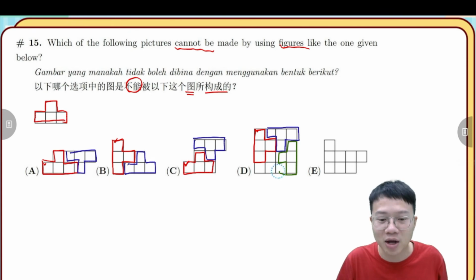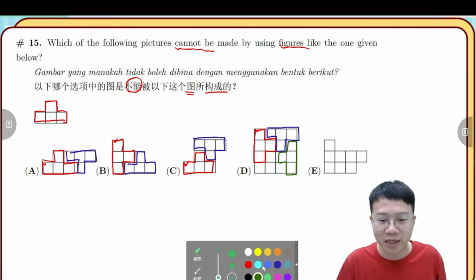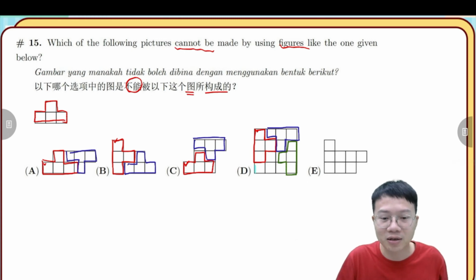Okay, and continue, what about the next one? Do we have the last one? Yes, we have. Actually, the remaining one is the last one. So here is something like this.